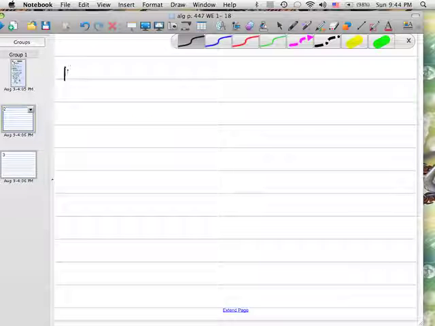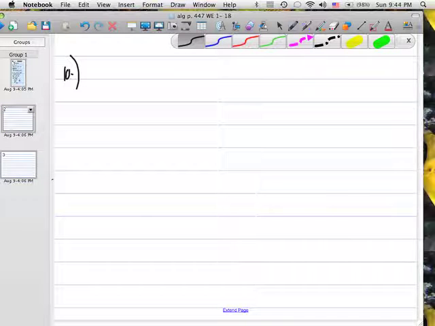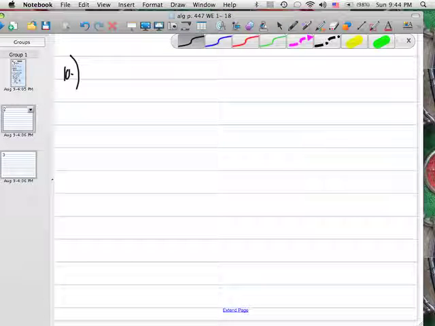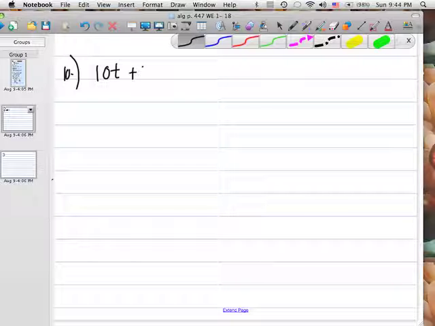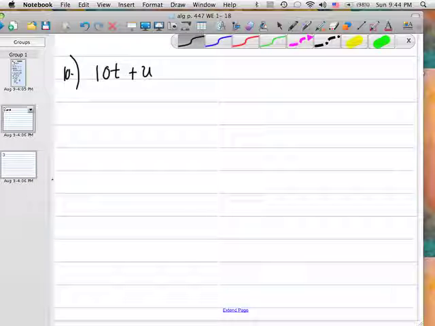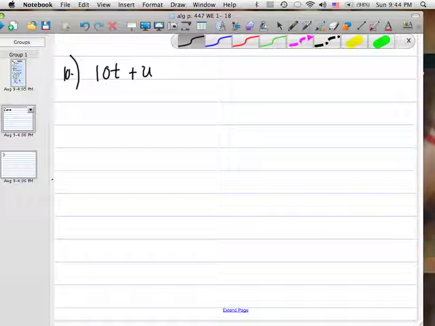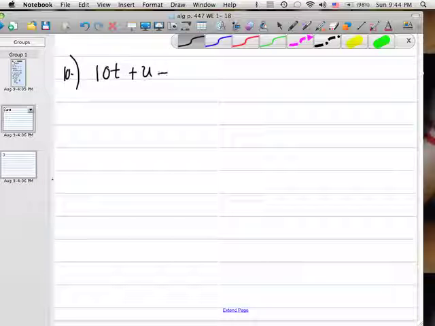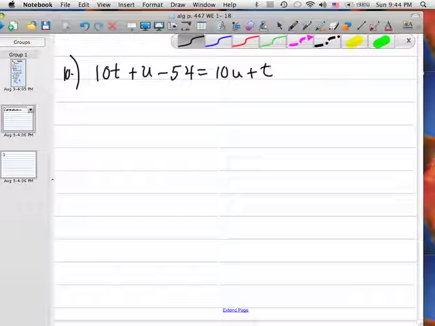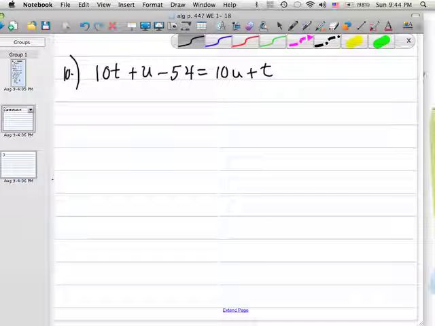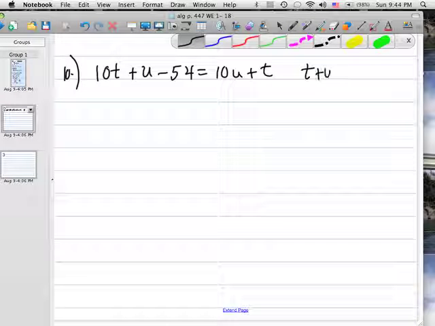Problem number 10. When the digits of a two-digit number are reversed, the new number is 54 less than the original number. So start with the two-digit number, 10t plus u. The digits reversed, the new number would be 10u plus t, and it's 54 less than the original number. And it also says the sum of its digits is 8. So t plus u equals 8.